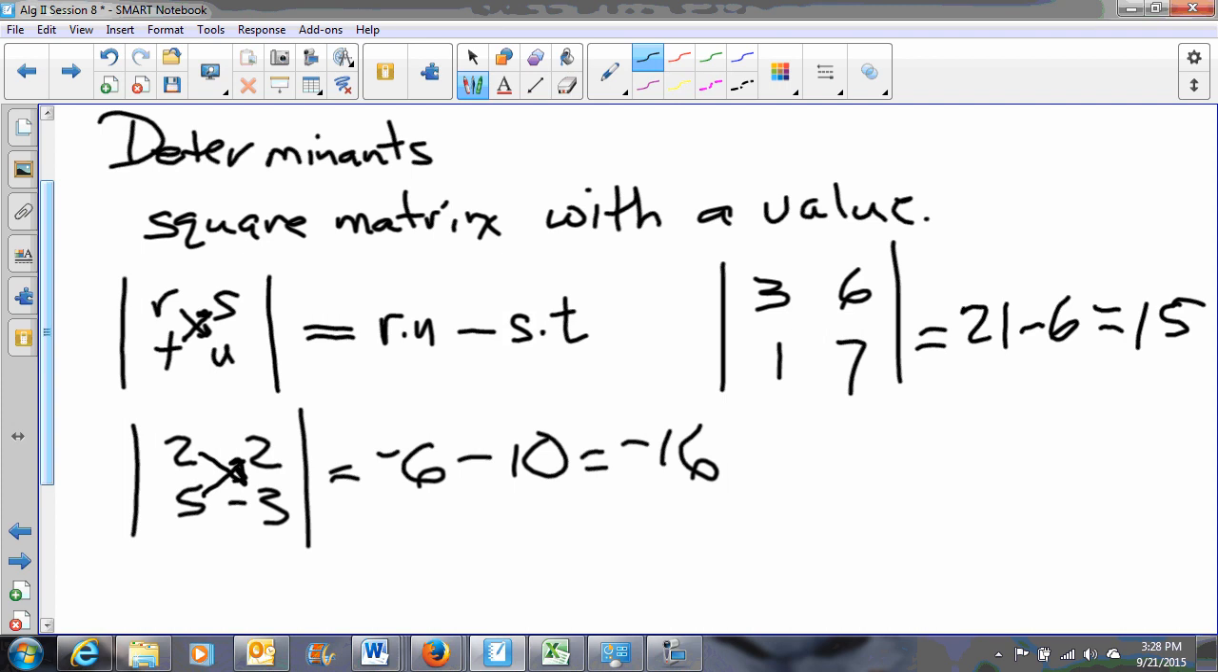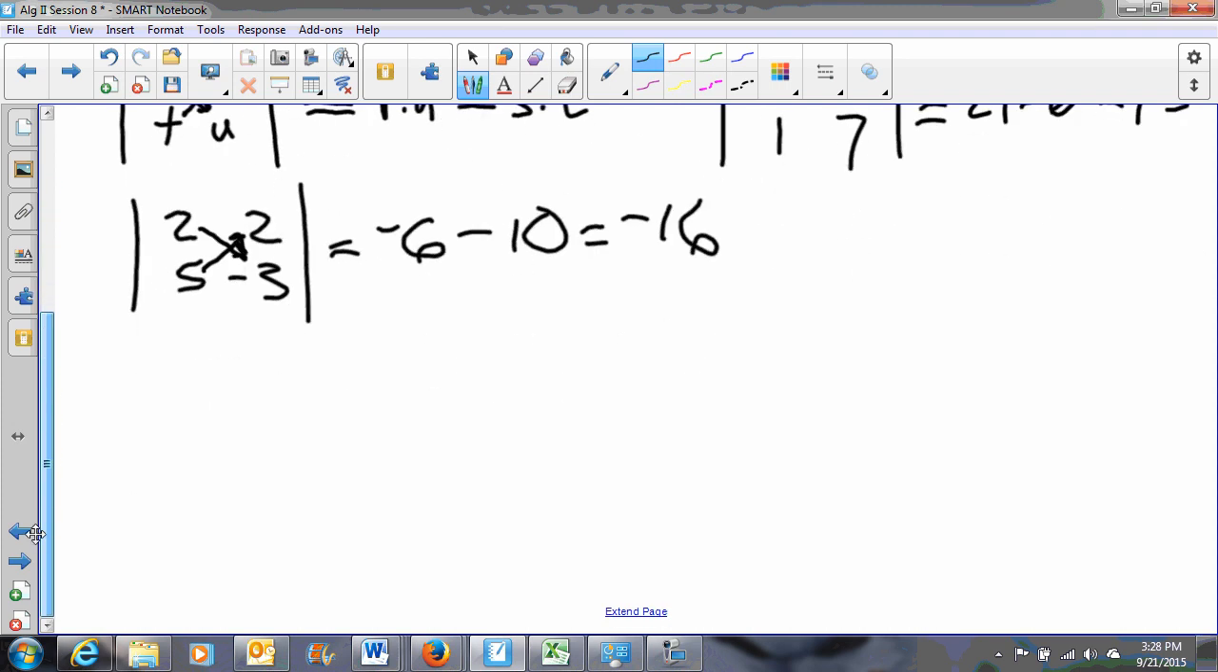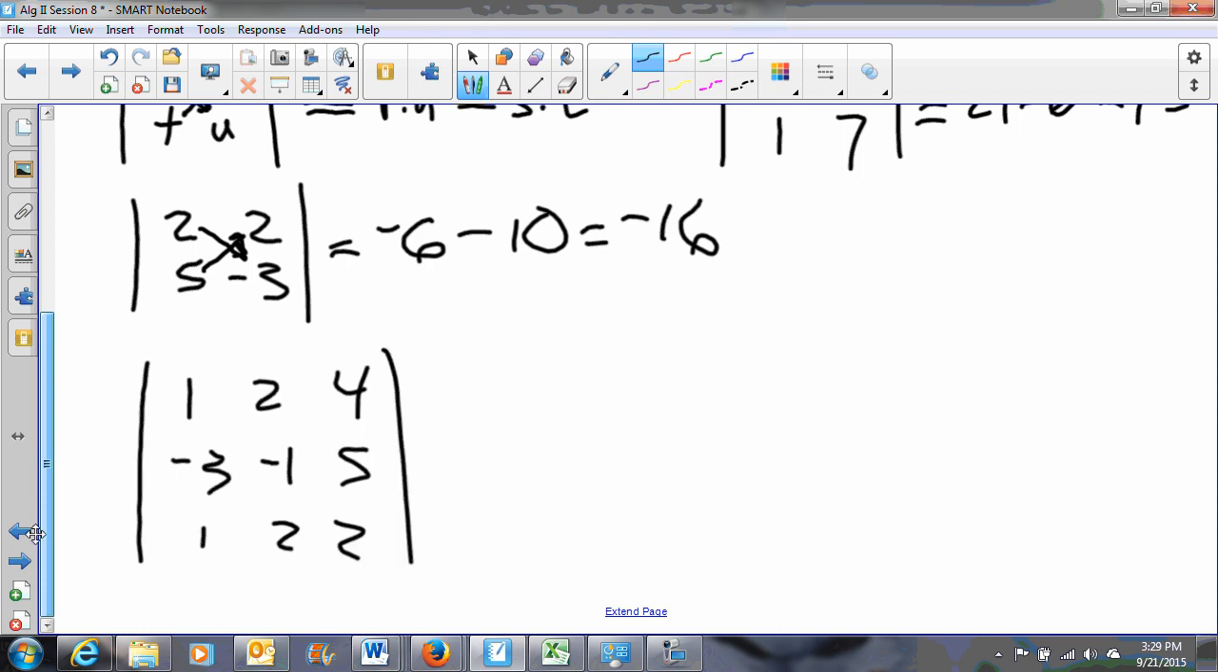Now, if you have a 3x3 determinant, it gets a little bit more complicated. Let's just put one in here: 1, 2, 4, negative 3, negative 1, 5, 1, 2, 2. The way we evaluate a 3x3 determinant is by using the rules of diagonals. What we do is we take the basic determinant and we write the first two columns again. So we've got 1, negative 3, 1, 2, negative 1, 2.